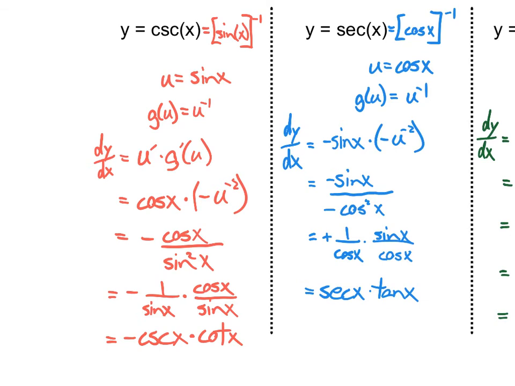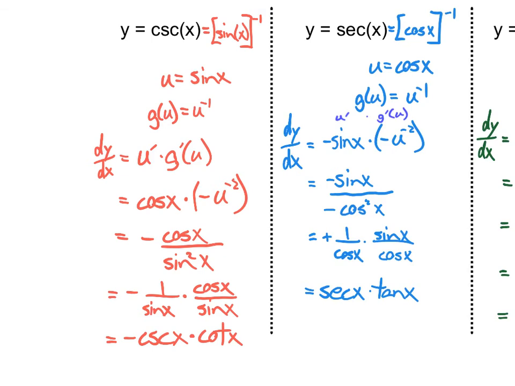This is what you do when I give you an example problem in class, and then you go home and work on your homework. You have similar problems, you just have to follow the pattern if you're stuck. So here, cosine is the u, g of u is u to the negative 1, the derivative of u to the negative 1 is negative u to the negative 2, the derivative of cosine is negative sine. There's the u prime, and here's the g prime of u, that we're multiplying together. Well, u is cosine, so this is negative 1 over cosine squared.